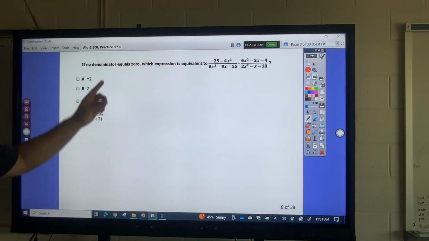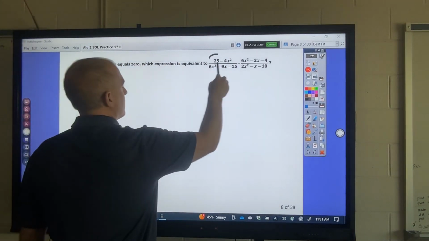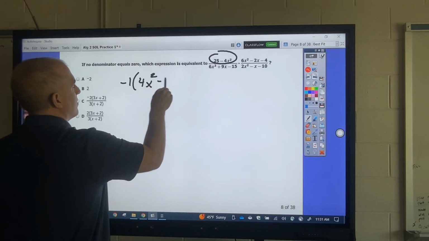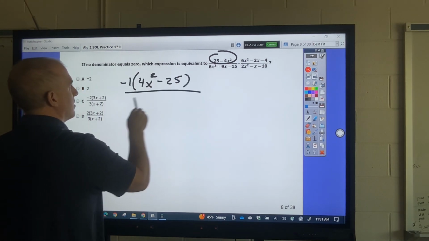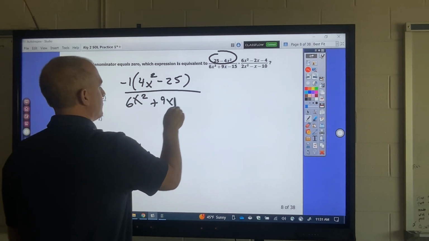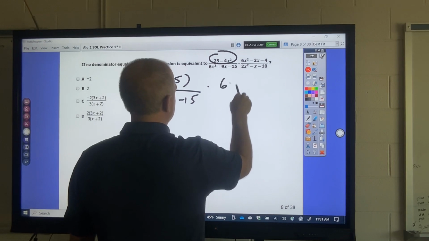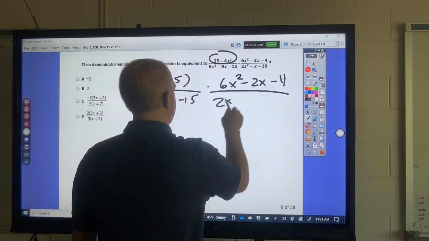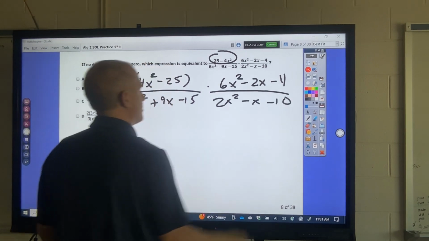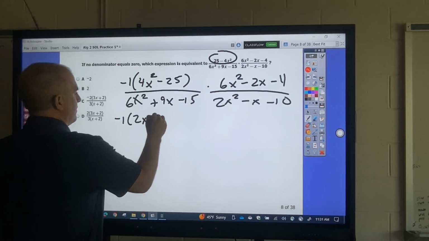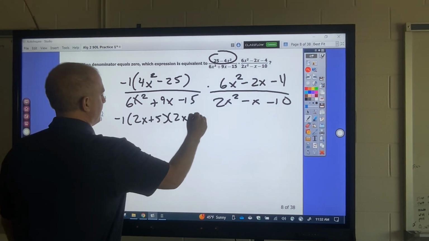Okay, what's equivalent to this? Now, once again, here's what I would do. I would take out the -1 there, make that 4x squared minus 25. All right, I got 6x squared plus 9x minus 15 times 6x squared minus 2x minus 4, 2x squared minus x minus 10. So you have to factor all these. Now that top one's easy. That's just going to be 2x plus 5, 2x minus 5. Okay?